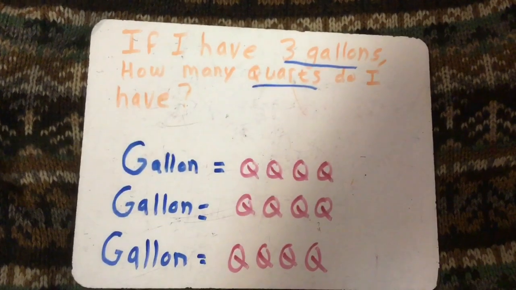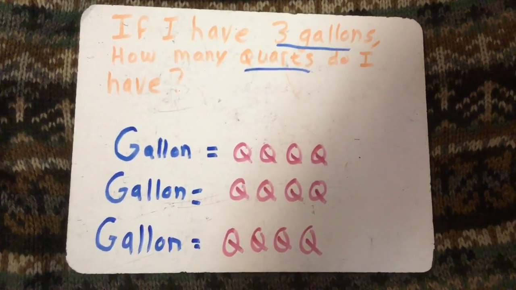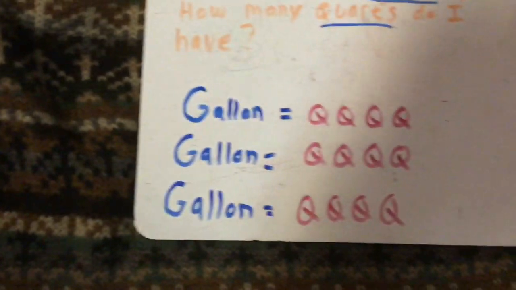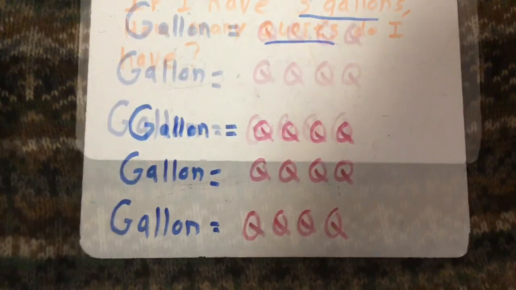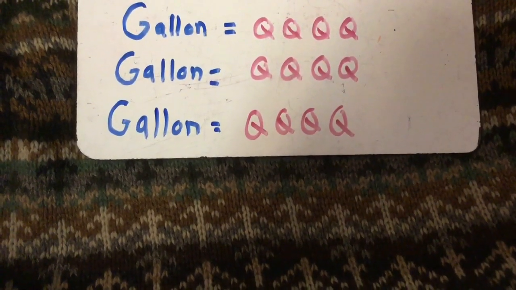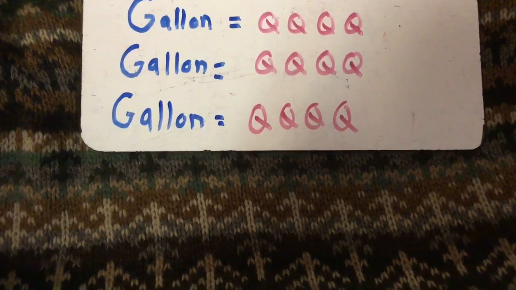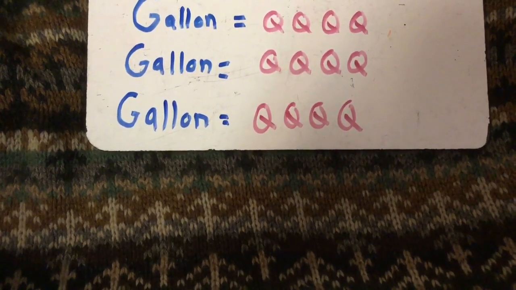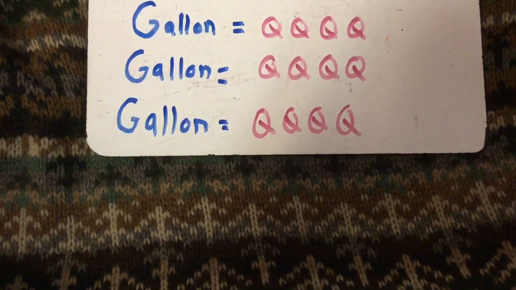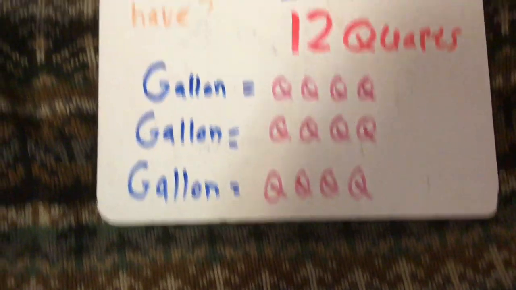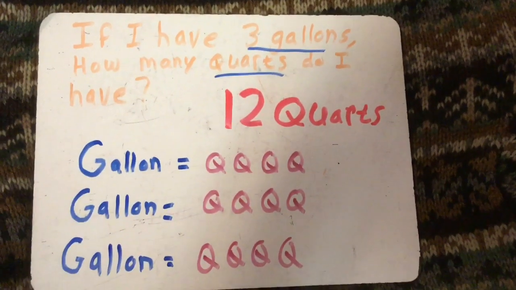If I have 3 gallons, how many quarts do I have? Well, now I have 1, 2, 3 gallons. How many quarts is that? There's my quarts. I have 1, 2, 3, 4 quarts, 5 quarts, 6 quarts, 7 quarts, 8 quarts. For my third gallon, I have 9, 10, 11, 12 quarts. And so my answer is 12 quarts.